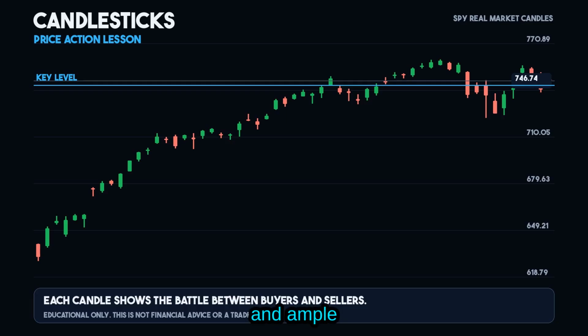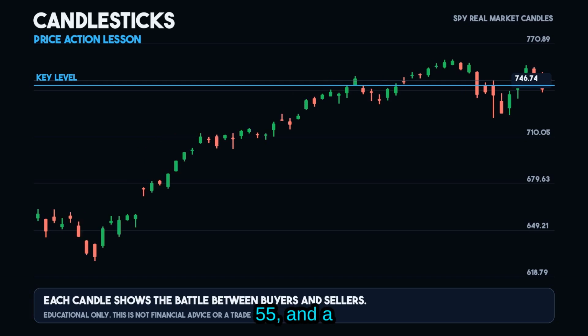Let's use a simple example to illustrate this. Suppose we have a closing price of 50, an opening price of 40, a high of 55, and a low of 35. If the close is above the open and the high, we have a bullish candle. Conversely, if the close is below the open and the low, we have a bearish candle.